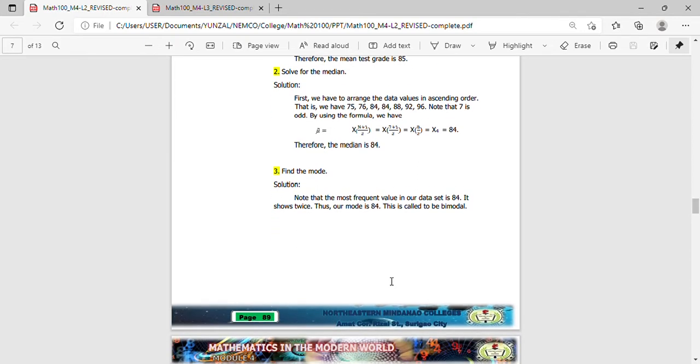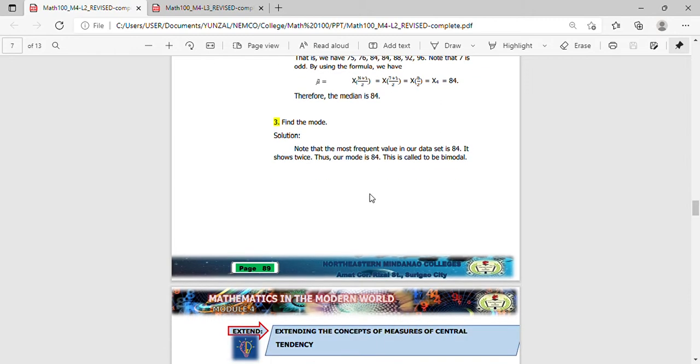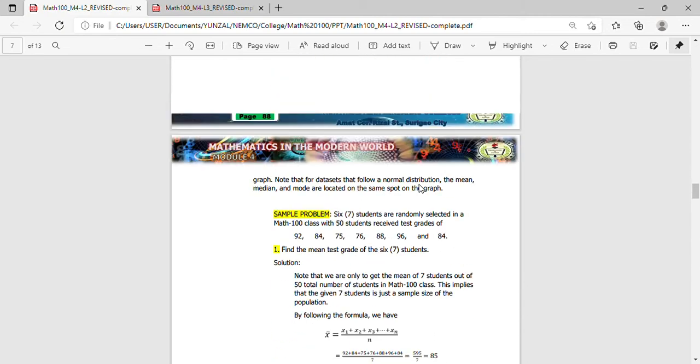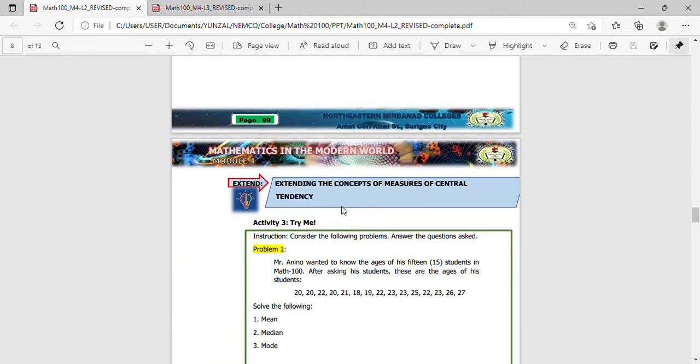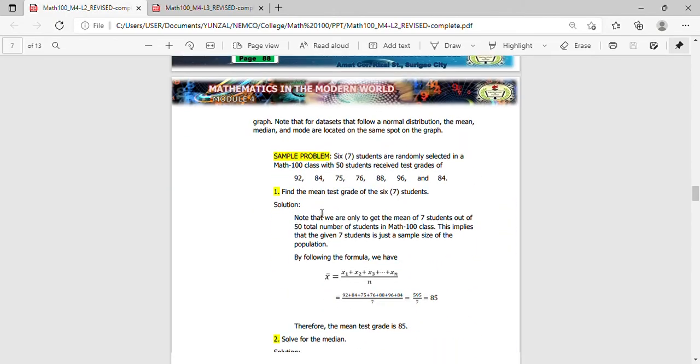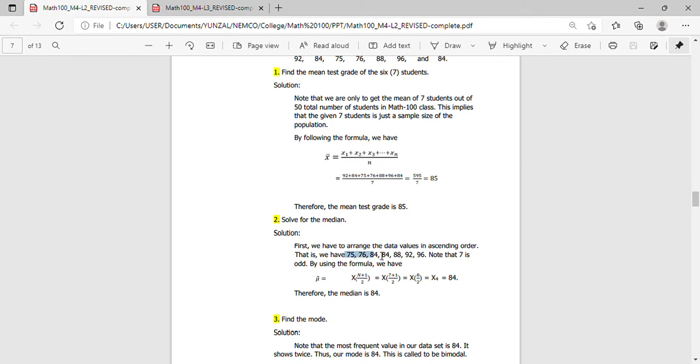For number 3, we just have to find the mode. Note that the most frequent value in our data set is 84 because it shows up twice. Thus, our mode is 84. This is called bimodal. So how did we get 84? As we can see in the arrangement from lowest to greatest, 84 appears twice. That is our mode.